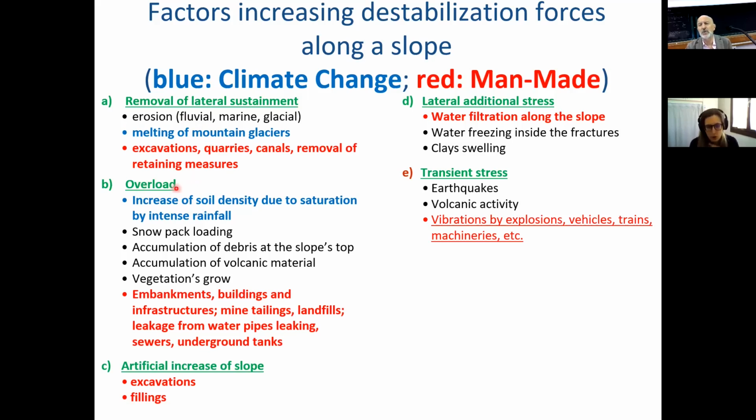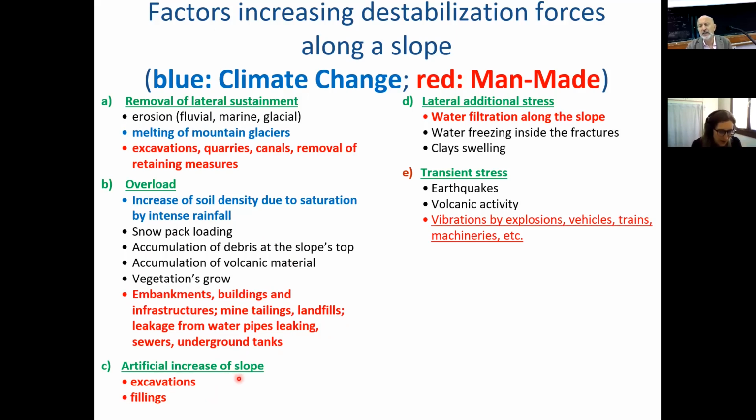But what about overload? When you have intense rainfall and so an intense meteoric event, you can have an increase of soil density due to saturation with water, and you can have an increase of landslide risk. But this overload could also be due to man's activity. For example, the building up of embankments, infrastructure like mine tailings, landfills, or also leakage from water pipes and sewers. All these processes are man-made, and all these processes could determine an increase of the risk of landsliding.